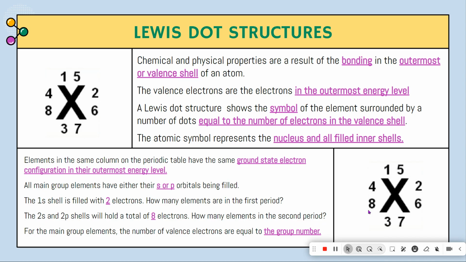For the main group elements, again, groups 1 and 2 and 13 through 18, the number of valence electrons is equal to the group number, except for groups 13 through 18 it's the group number minus 10. So group 1 has 1 valence electron. Group 2 has 2 valence electrons. Group 13 has 3 valence electrons. Group 14, 4. 15, 5. So we can literally look at an element on the periodic table, and based on its location, we can tell how many valence electrons that atom has.